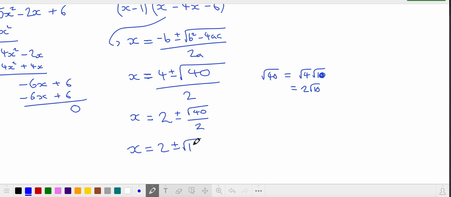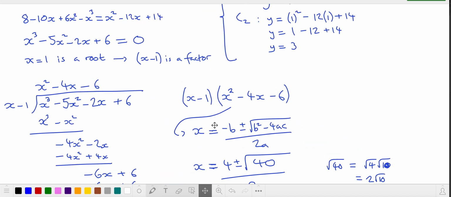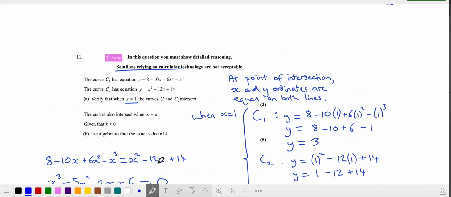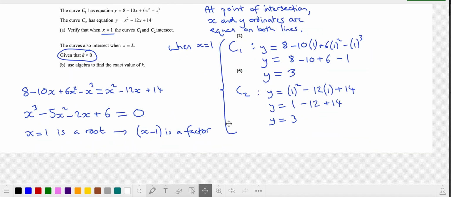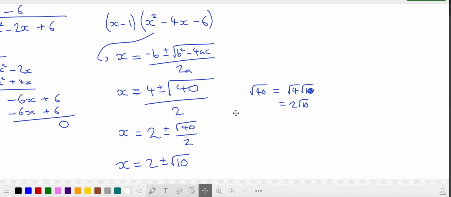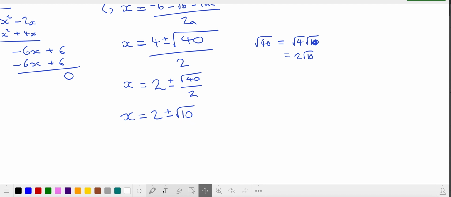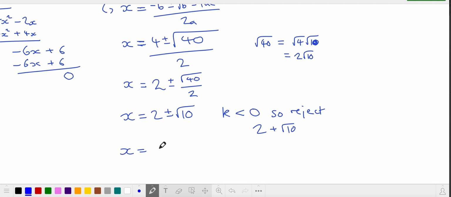root 10. But there was some caveat in the question, I remember. Let's go back and have a look. Given that k is less than 0. Okay, so only one of these is less than 0. 2 plus root 10 is not less than 0. So reject 2 plus root 10. X equals 2 minus root 10.